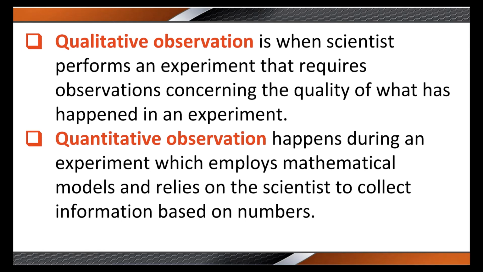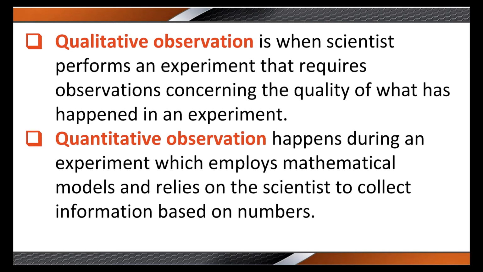Now we have the qualitative observation. This is when scientists perform an experiment that requires observation concerning the quality of what has happened in an experiment. So these are a little more subjective. For example, the one I used with the taste of the coffee, or how warm or cool it is in the classroom.